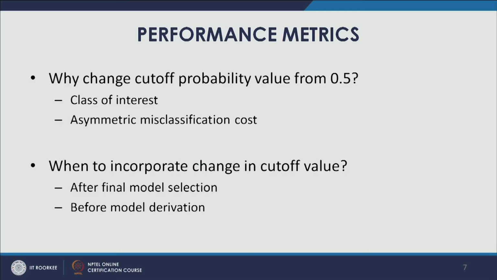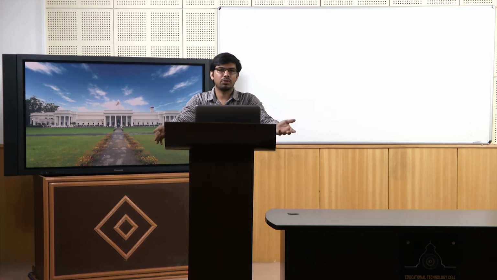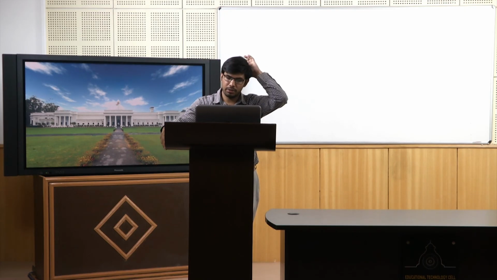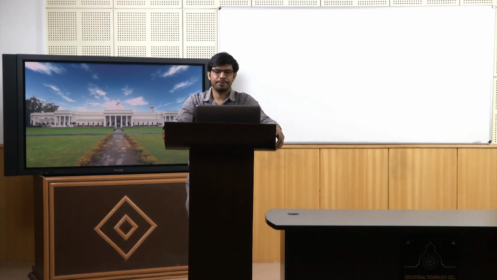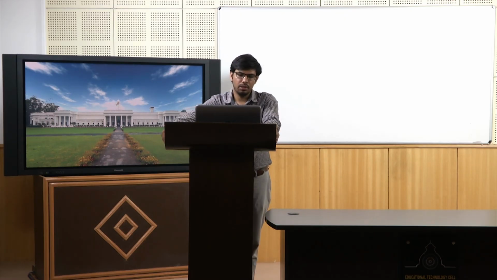So one situation would be after final model selection, we can incorporate change in cutoff value because we will have the probability values. Most of the techniques estimate probability values also. So it is easier for us to change the cutoff value and see how the results are changing. Another situation could be before model derivation. So we can incorporate the misclassification cost during the model derivation steps itself, and that would ultimately determine the results.